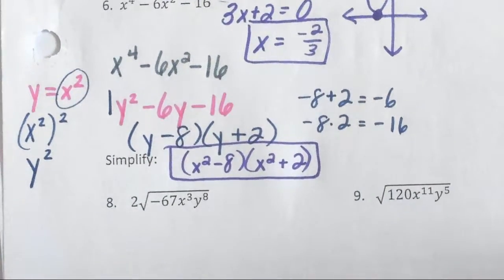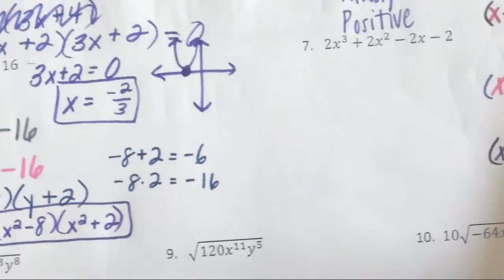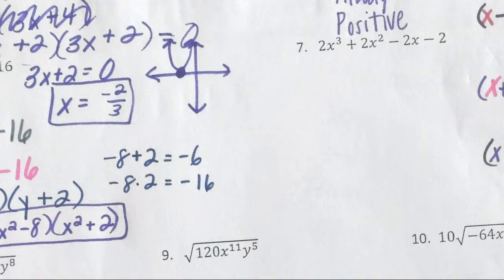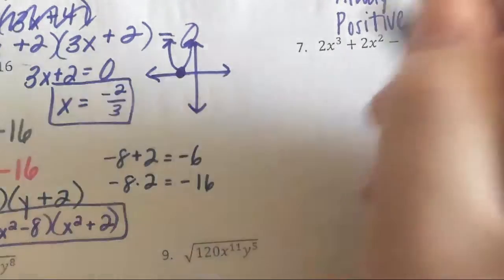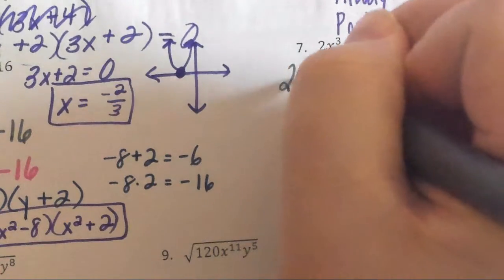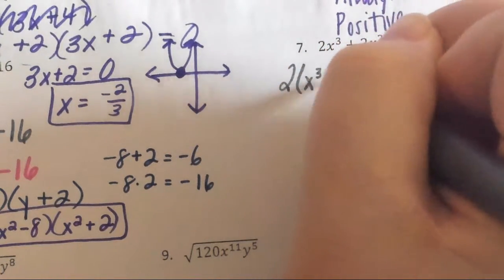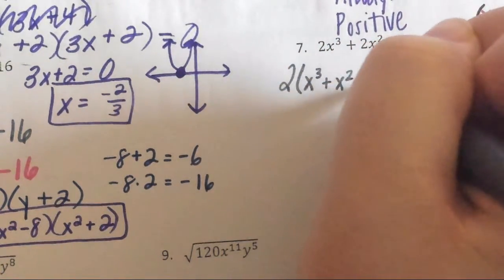Okay, on number 7, what should I do first? Yeah, which is a, okay, get a point. If I pull out a 2, I'm left with x to the third plus x squared minus x minus 1.